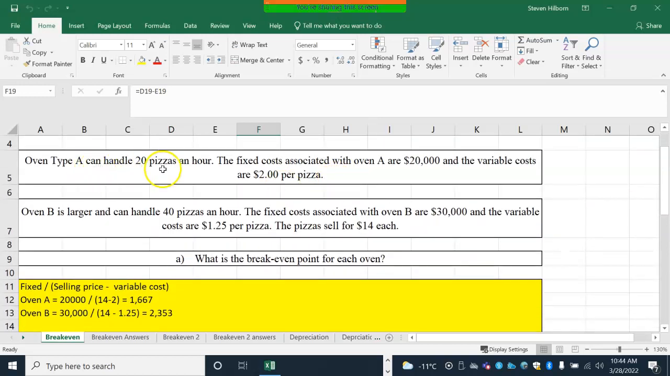Oven type A can handle 20 pizzas an hour. The fixed costs with oven A are $20,000, and the variable costs are $2 per pizza. Oven B is larger and can handle 40 pizzas an hour. The fixed costs associated with oven B are $30,000, and the variable costs are $1.25 per pizza. They both will sell the pizzas, regardless of oven, for $14 each.